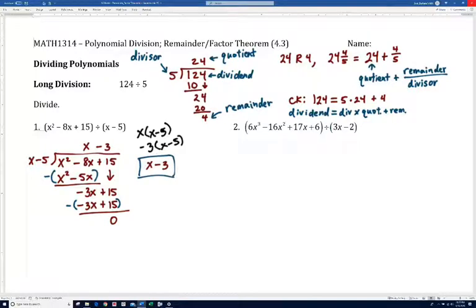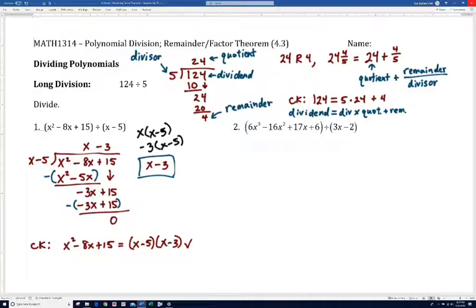Now the other thing I want to point out here is, similar to what was up above, we could easily check this. If x squared minus 8x plus 15 divided by x minus 5 is equal to x minus 3, then we should be able to write x squared minus 8x plus 15 as the product of x minus 5 and x minus 3. And if you wanted to check it, it does work.